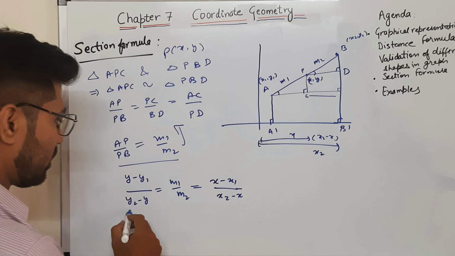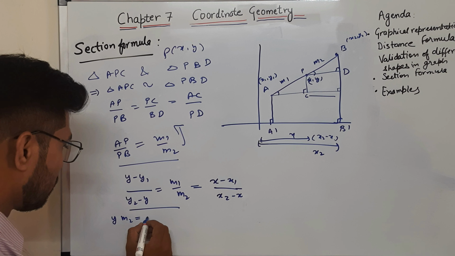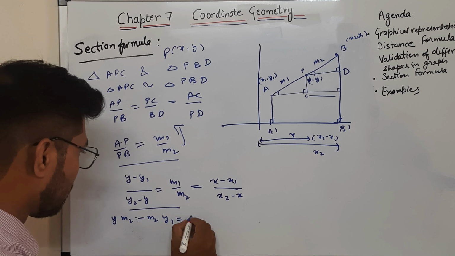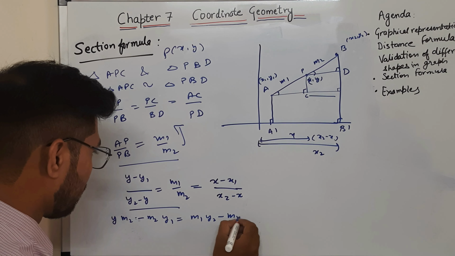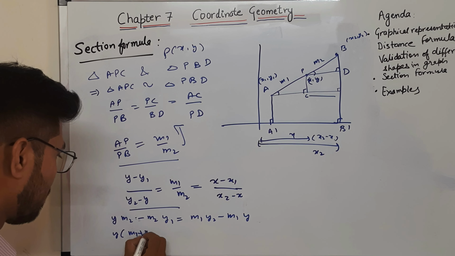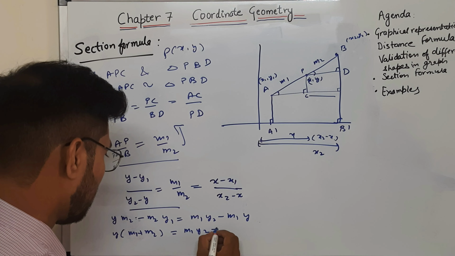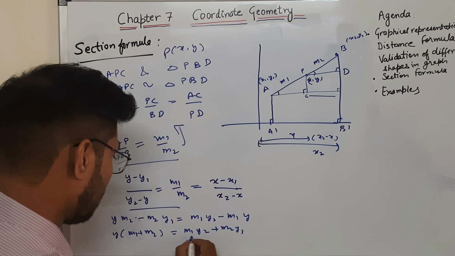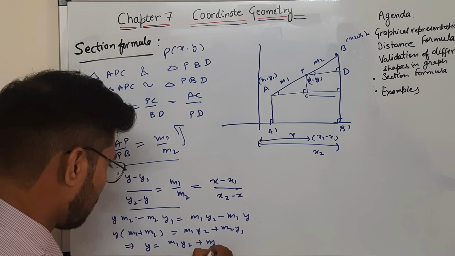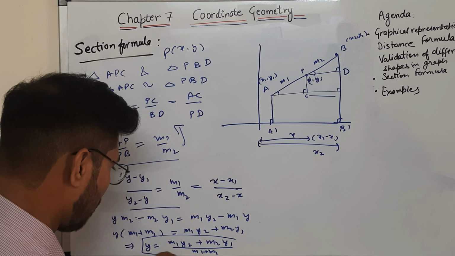Now equate this. You will get y m2 minus m2 y1 is equal to m1 y2 minus m1 y. Now take y here, and move this one here, you will get y times m1 plus m2 is equal to m1 y2 plus m2 y1, which implies that y is equal to m1 y2 plus m2 y1 upon m1 plus m2. This is how we get y.